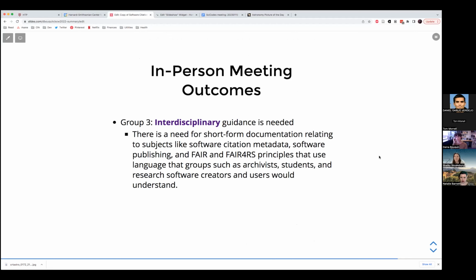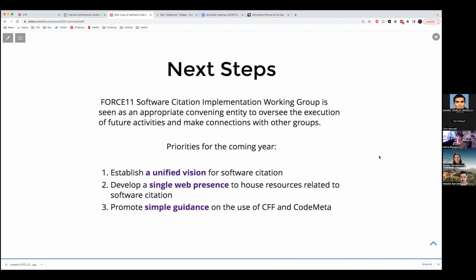But in the process of discussing this as an issue, it became really apparent that there is a lack of interdisciplinary guidance on all of these topics. So you have people within the GLAM communities, you have people within different contexts that are at different levels of familiarity with a lot of the issues that are inherent to the problem. And so having more guidance that's directed at all these various communities would be helpful for things like software citation metadata, software publishing, FAIR and FAIR for research software principles. That's something that's lacking, and having more of that would help us get to where we want to be.